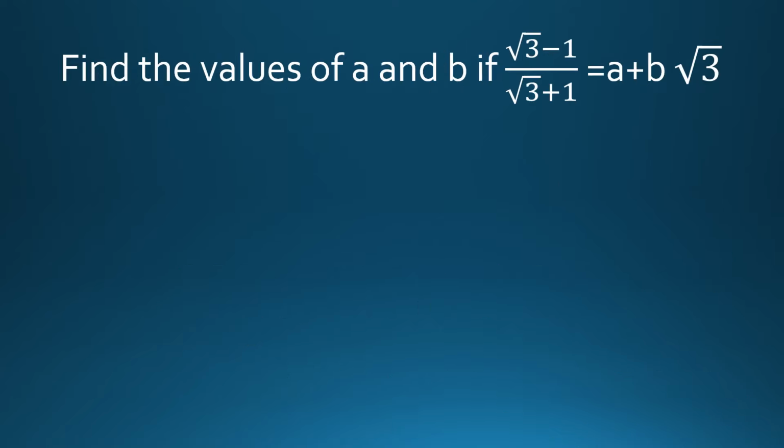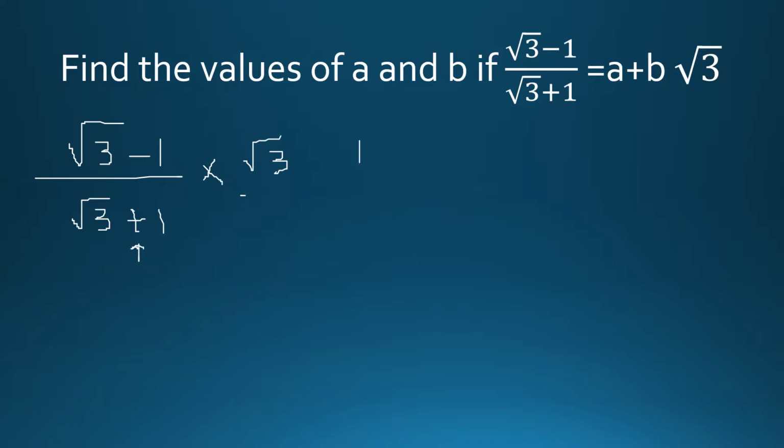Here, find the values of a and b when this is the condition given to you. Whenever you see an irrational number in the denominator, always rationalize it, okay? So what you can do, you can rationalize the left hand side. How do we do that? You have to take the conjugate. That means if in the denominator you have a plus sign, multiply with the same values in numerator and denominator but with the opposite sign in between.